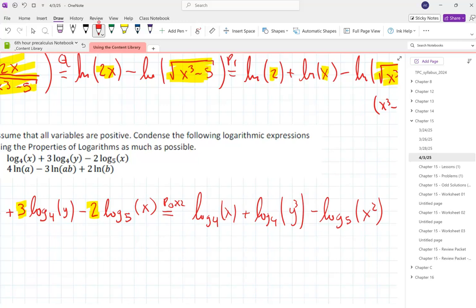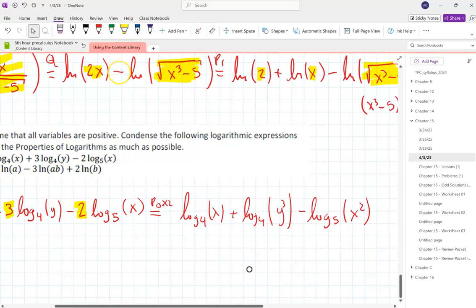I typically never take the negatives with me. It's not wrong to do it, but I think it just makes things messier later on and makes confusion. I never turn a subtraction into plus a negative and take it with me. It's not wrong to do it, but I don't think it's helpful.